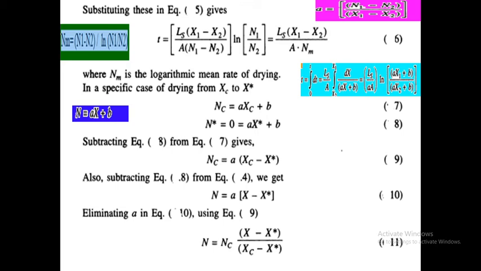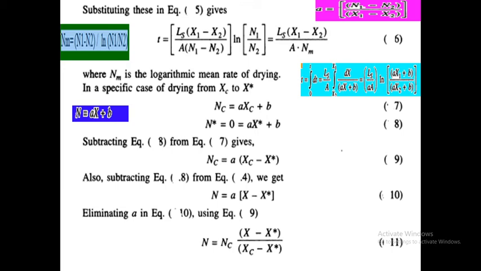Small a is equal to Nc by Xc minus X star. So this is the a value. Are you clear? Okay. So substitute that in the expression. The capital N is equal to Nc by Xc minus X star, this is the a value, into X minus X star. Finally we get capital N is equal to Nc into X minus X star by Xc minus X star.